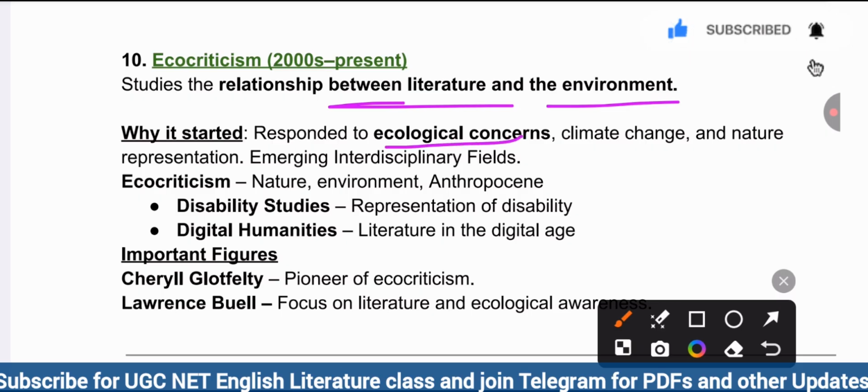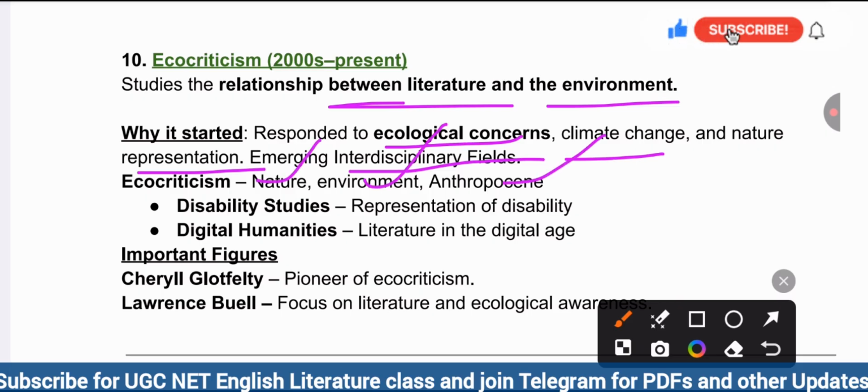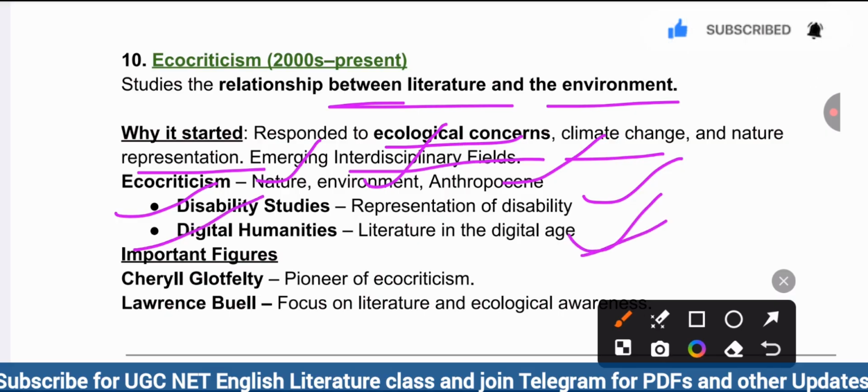The writers who talked in eco-criticism had a concern that there should be a balance between the environment and literature. They talk about climate change and nature representation, how you are presenting it. It is an emerging interdisciplinary field: eco-criticism, nature, environment, and anthropology. Also disability studies, the representation of disability, and digital humanities, literature in the digital age.